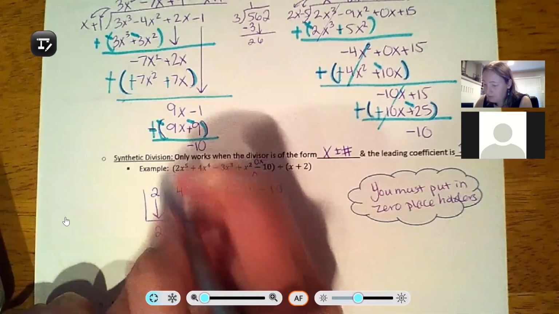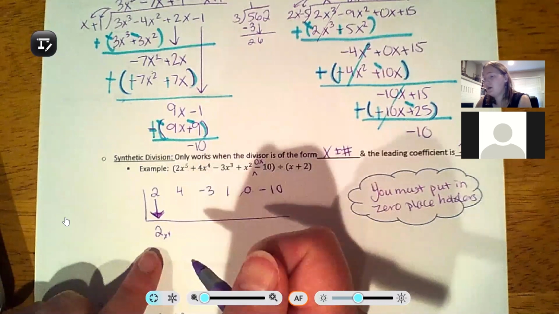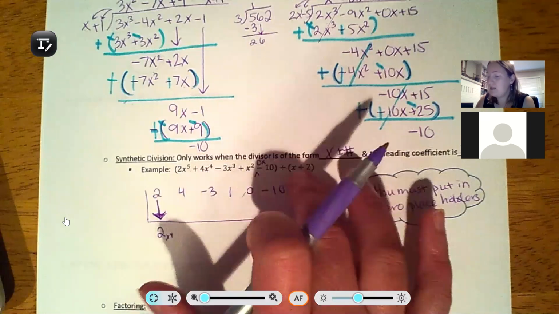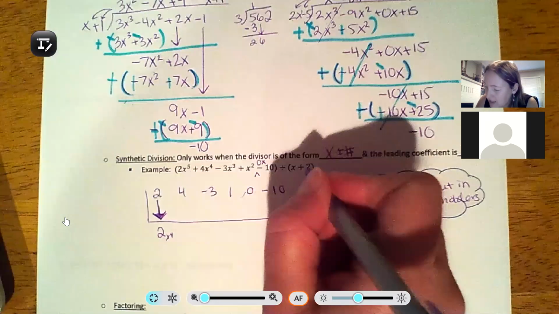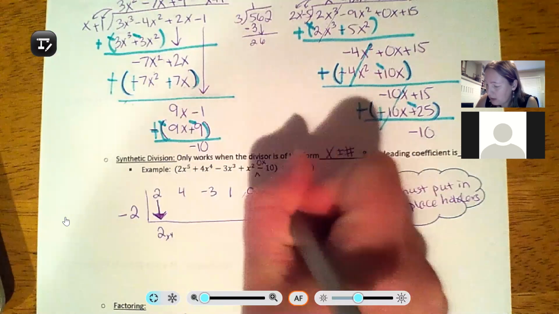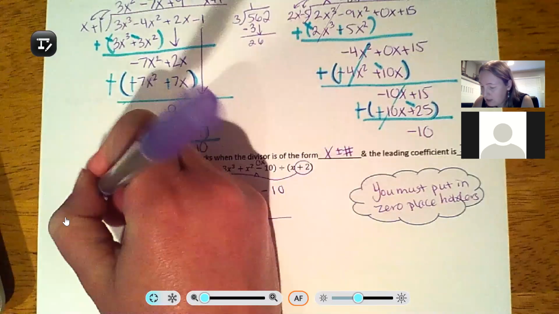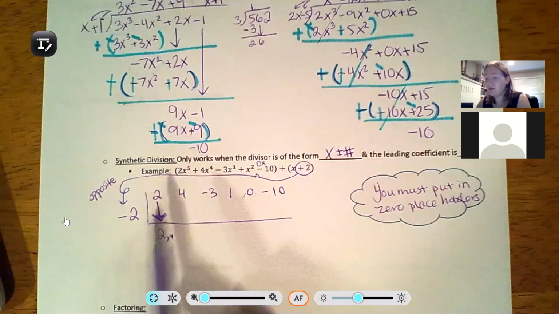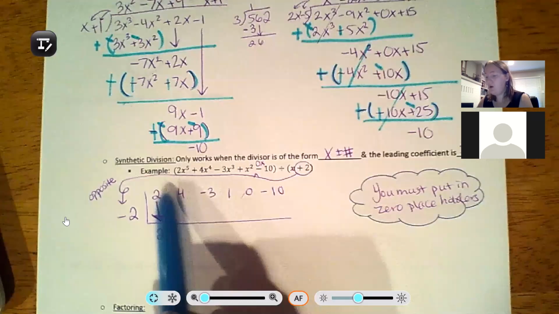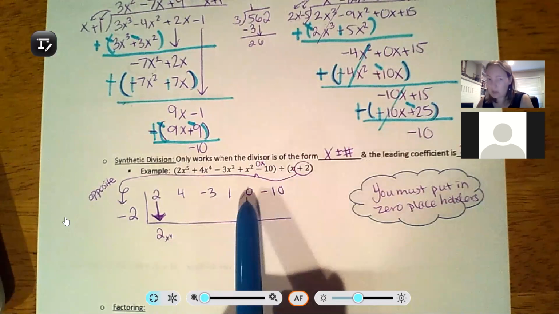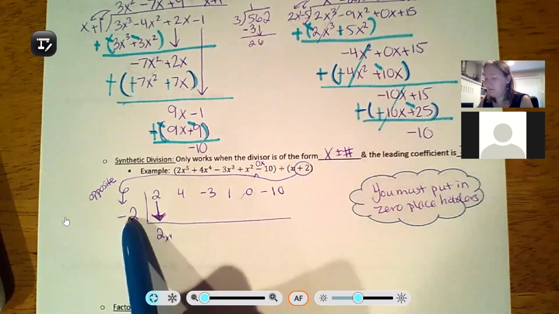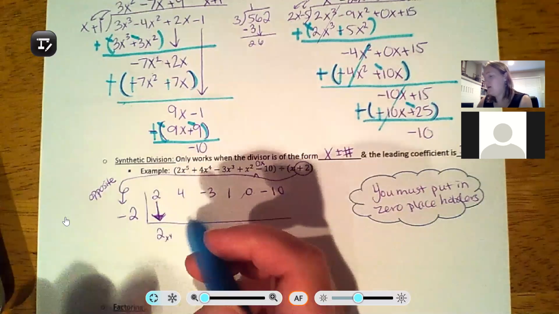You bring down your first term, and then you're going to start saying, well, division is the opposite of multiplying. So I need to say this times that is going to give me this original problem. And so I take the opposite of my constant. So I'm going to put -2. And the reason I do the opposite is so that I can just add instead of having to do all the subtraction that I was doing before. The process is write down the coefficient, put in the 0 placeholders you need, take the opposite of your divisor's constant, bring down the first term, and then you start multiplying and adding.